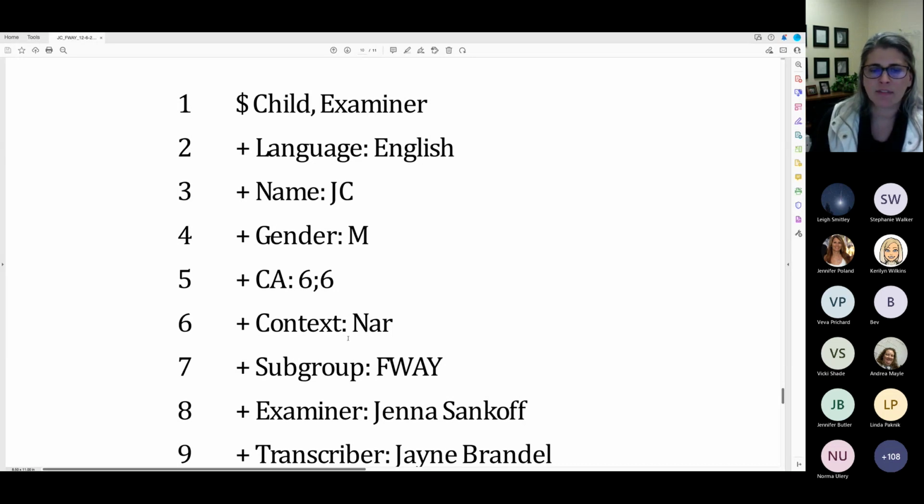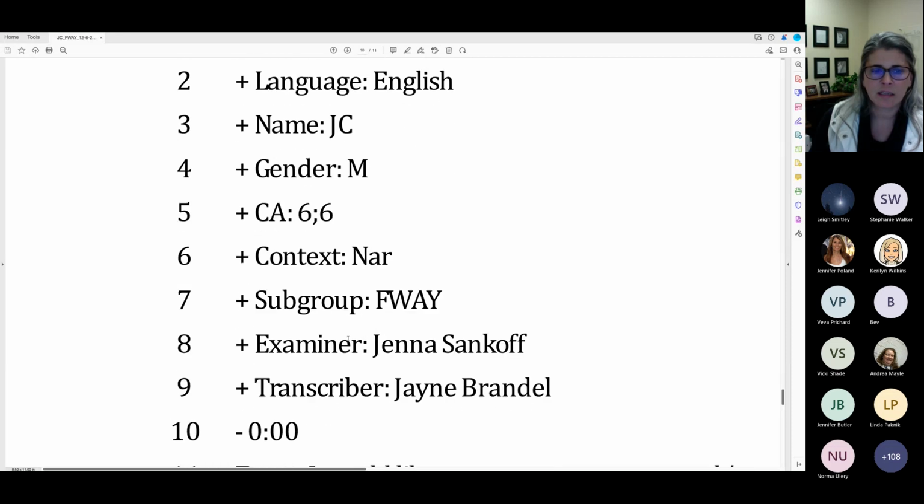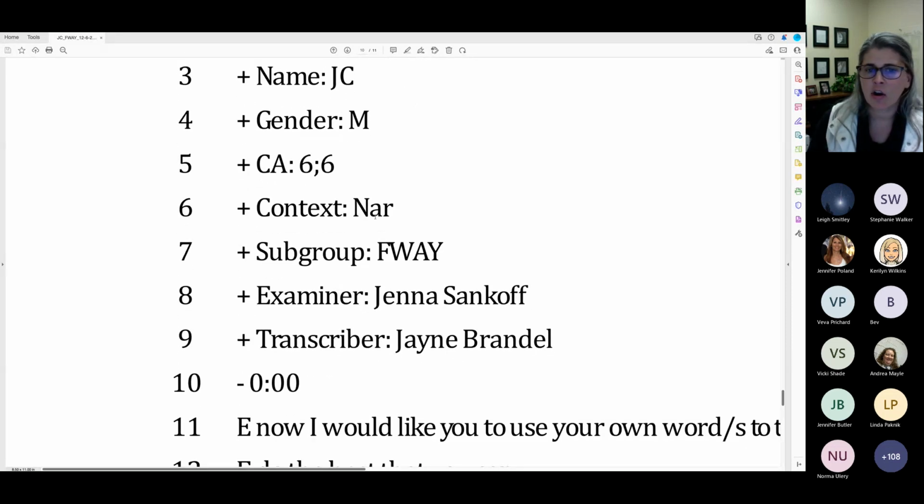Context is always going to be the type of sample that you've chosen to do with the client. In this case, it says NAR, so it's a narrative. If it was play, it would say play, and that's a play-based sample. If it was conversation, it just says con. And if you did an expository task, it would have EXP there. For some of the types of context, there's a subgroup. There's a lot of different options with narratives. If we know that you did Frog, Where Are You, we can select that, and that's what this stands for. That's the acronym for Frog, Where Are You.